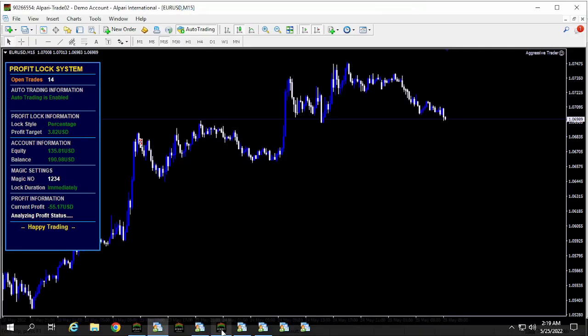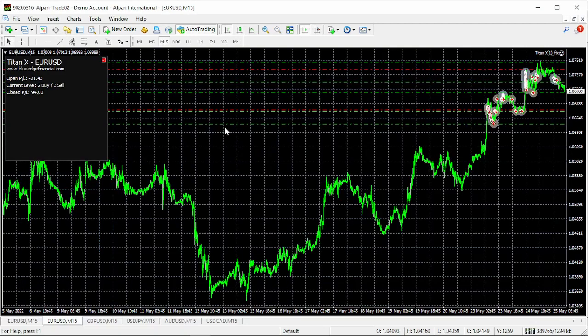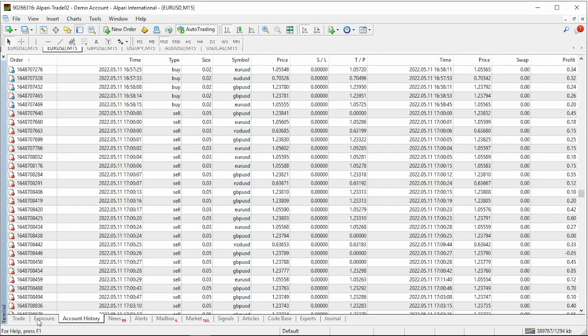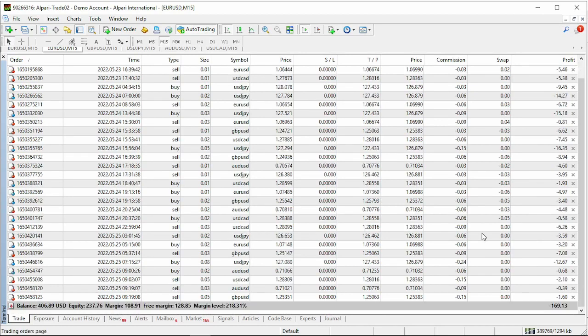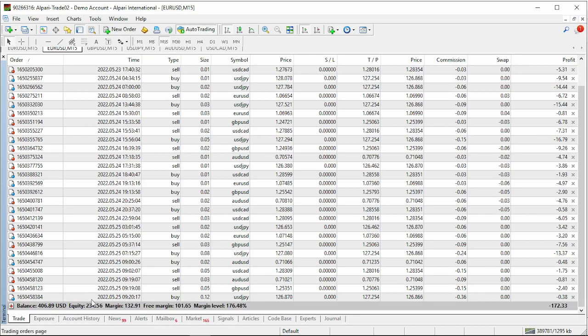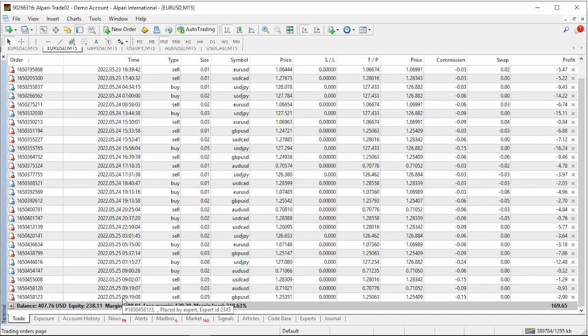Let's look at the Titan X. Okay, all right, so this is the Titan X robot here. You can see, let's look at our terminal currently here. Our account trades. Okay, we are currently in a $168 loss. We currently have a balance now of 406.89 USD. I think the MyFxBook isn't yet updated, but we currently have a balance of 406 USD. We currently have an account equity of 234 USD. Okay, so basically I think we've gotten to our balance by now.